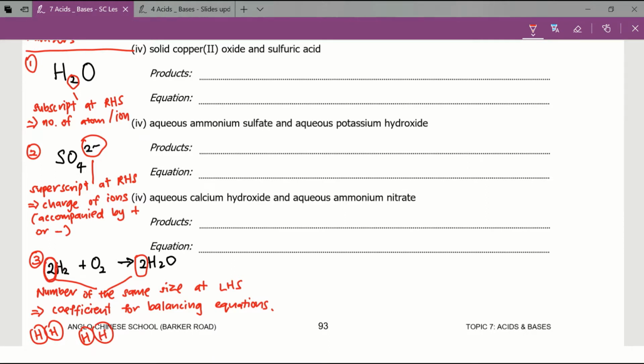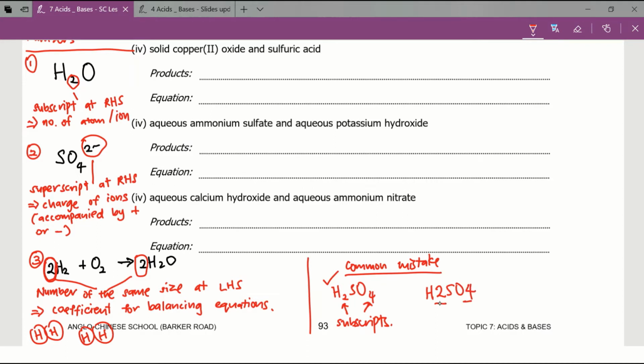What's the common mistake? The common mistake that a lot of you made is, for example, the correct one is H2SO4, where these two are subscripts. However, a lot of you wrote it this way, H2SO4, as the same size, and that is wrong. So please be very careful when you're writing the numbers. If you write it as the wrong size, you will be marked wrong, even though the combination is correct. So please be very careful with that.